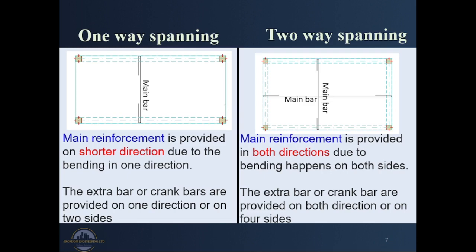Whereas in two-way spanning slabs, the main reinforcement is provided in both directions since bending happens in both directions, resulting in a dish-shaped figure. And the extra bars or crank bars that are normally called the top bars are provided in both directions, since we have beams on all four sides of our slab section.